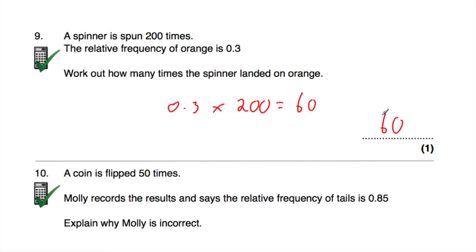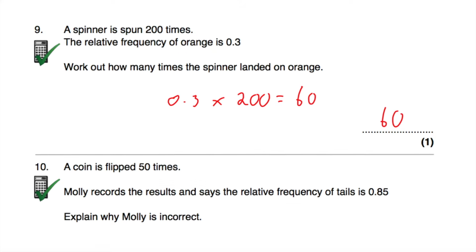And that's it. And you can check your answer. If you do 60 over 200 as a fraction, that would be the relative frequency. And if you cancelled that down, you'd get 3/10, and 3/10 is 0.3. So that would give us the right relative frequency. So if you times the relative frequency by the number of times the experiment takes place, that'll give you the number of successes. So how many times, in this case, does the spinner land on orange?